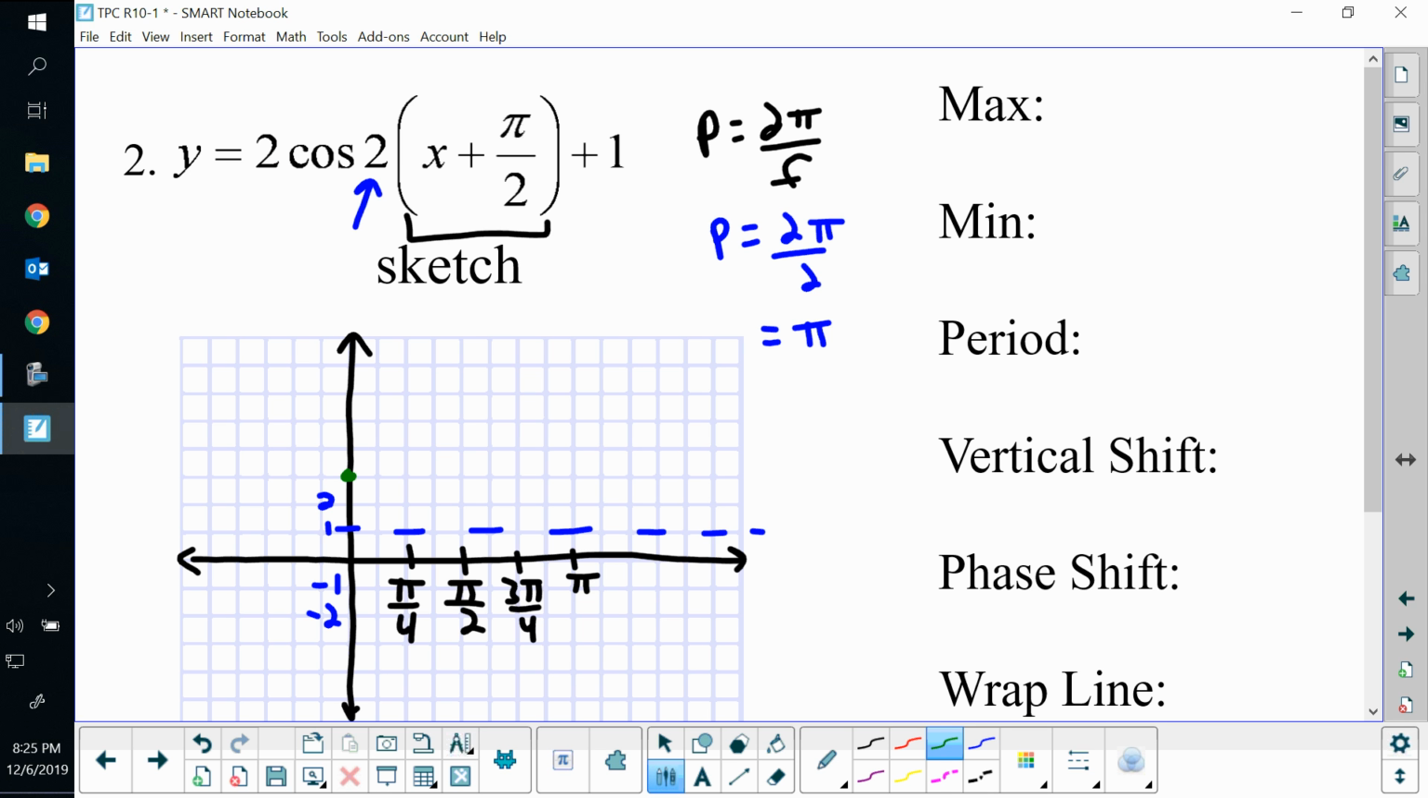Because this is above the wrap line, that means we're at the maximum. If you're at the maximum, the next place you must go is back to the wrap line. So our next nice point will be at the pi over 4 on the wrap line. We went maximum, wrap line, so next thing we have to go is the minimum. So this time we should be 2 below the wrap line, then back to the wrap line, and then back to the maximum. Do not sketch in your curve yet, because we still have to account for our phase shift.